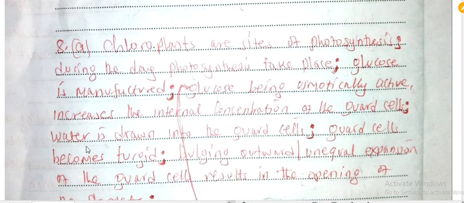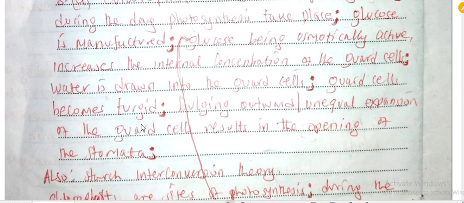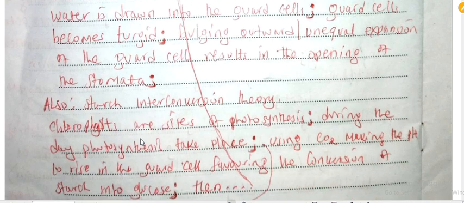Chloroplasts are the site for photosynthesis. During the day, photosynthesis takes place. Glucose is manufactured. Glucose being osmotically active increases the internal concentration of the guard cells. Then water is drawn into the guard cells. Guard cells become turgid, bulging outward. Unequal expansion of the guard cell results in the opening of the stomata.